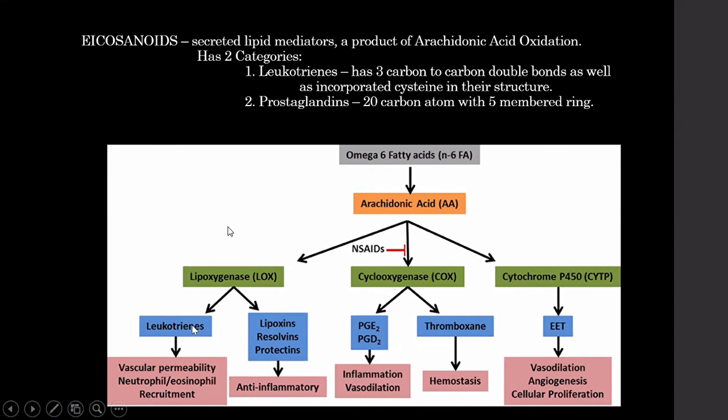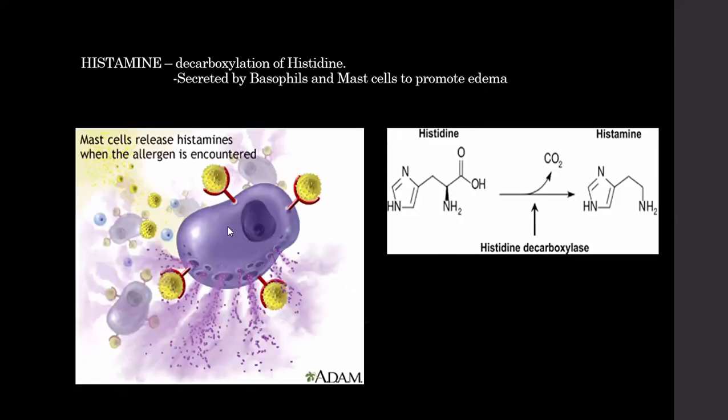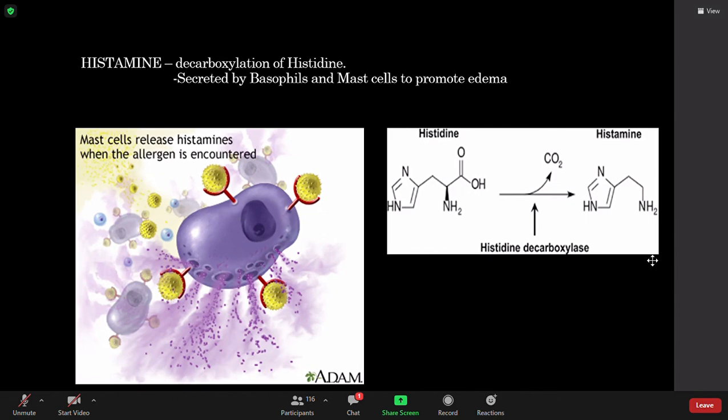So, the functions, leukotrienes, vascular permeability, lipoxins, anti-inflammatory, prostaglandins, inflammation and vasodilation, thromboxane, hemostasis. This we will talk about sa next lecture natin sa hemostasis. So, yung sinasabi kong decarboxylation, when you say decarboxylation of histidine, tumatanggal ka lang ng carbon dioxide.